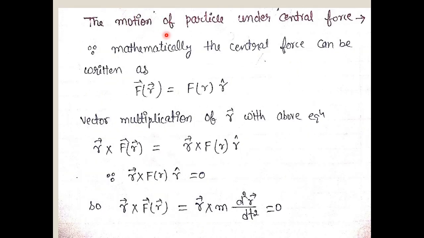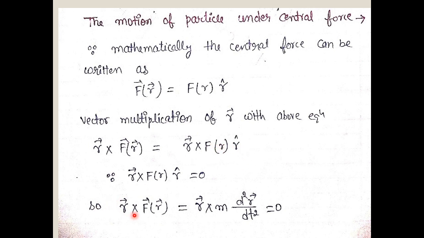Now we will take the motion of a particle under central force: what kind of motion, and in which plane it will move. Mathematically we have written that the central force is f(r) r cap. Now we take the vector multiplication of this equation with r, where r is the position vector. So we can write r cross F equals r cross f(r) r cap. But we know r cross r cap equals 0, so this term will be 0.